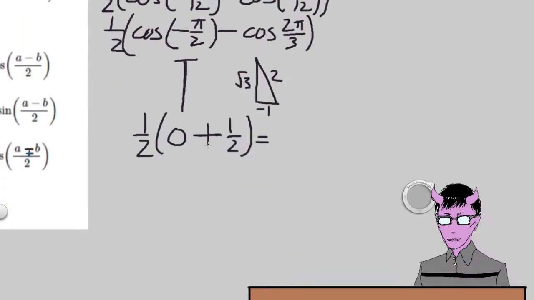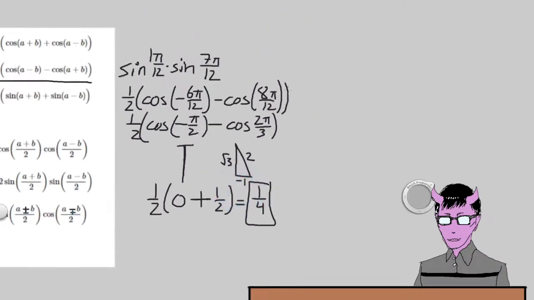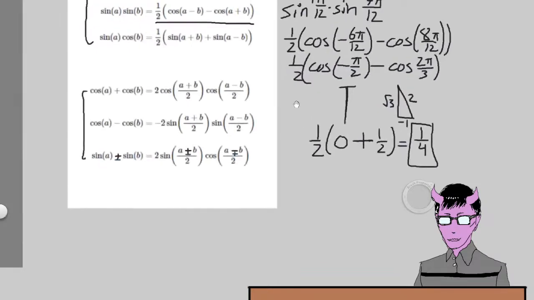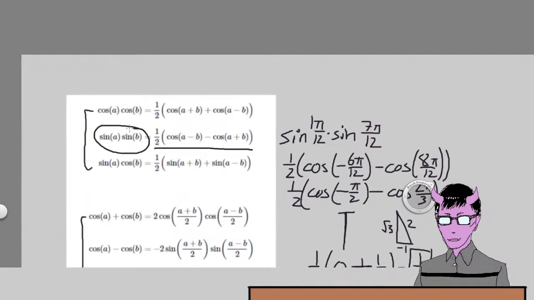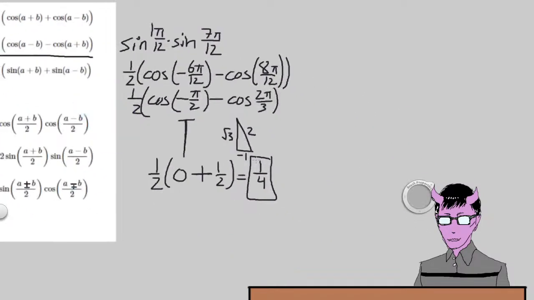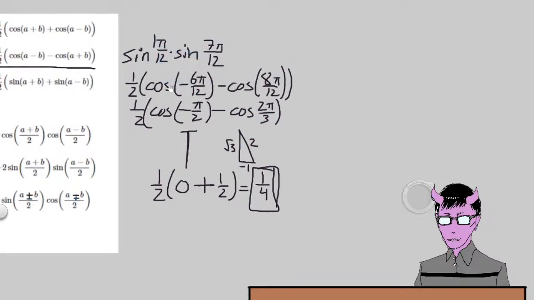Alright, so minus minus is plus, and then 1/2 times 1/2 is 1/4. So that should be the answer for this particular problem. So again, this is a goofy problem. It wasn't a sum or difference, so therefore we call upon this one. And that should be the answer, unless I really botched up something.